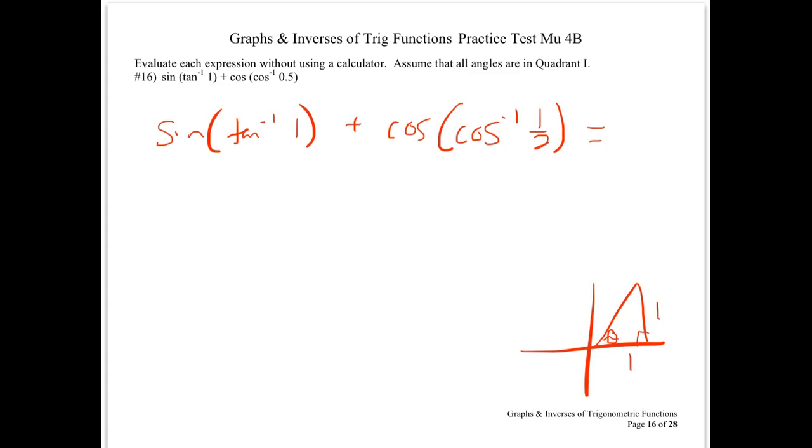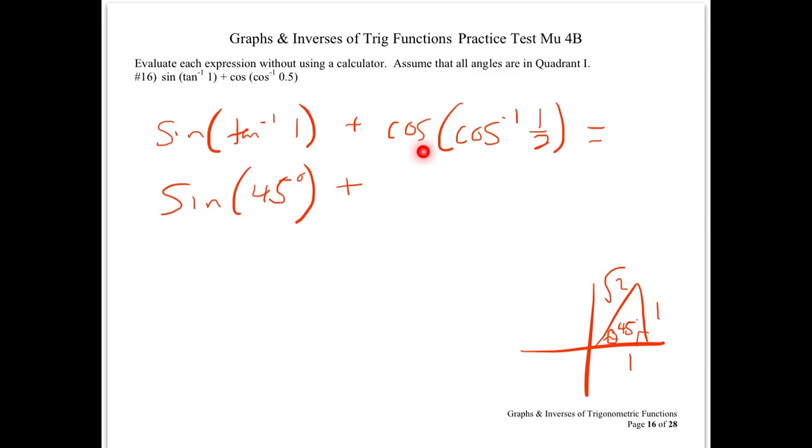Tangent is y over x. Our fraction 1 as a fraction is 1 over 1. That makes this a special right triangle, 1, 1, square root of 2, which makes theta 45 degrees. Technically, we don't even have to know that to finish this. So that makes this sine of 45 degrees, because tangent inverse of 1 and 45 degrees are equivalent.